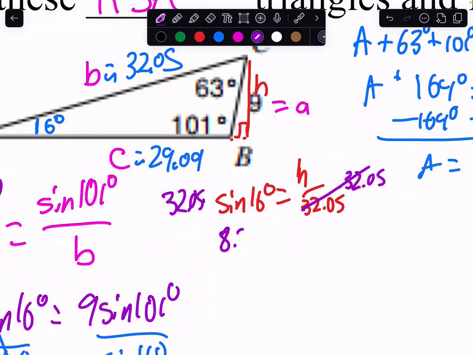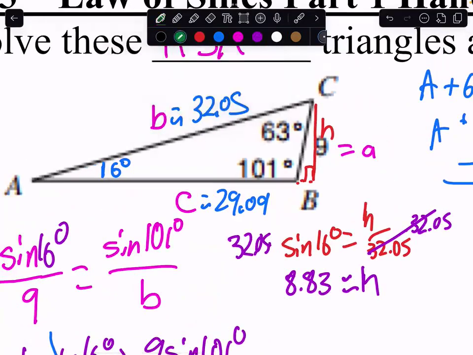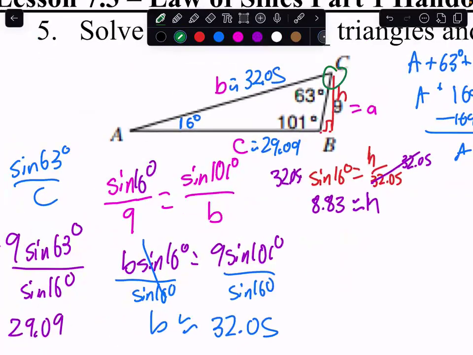Okay, so I got about 8.83 for my height. I saw some of you drew a different height. Some of you did this height from point B. That's perfectly okay. Your height will be different than mine, but our areas will come out to the same. But for me, I did the height from C.